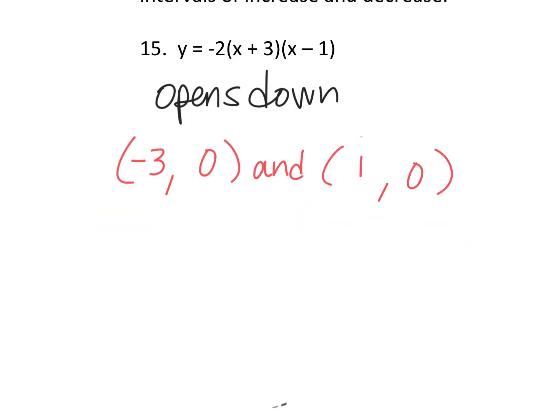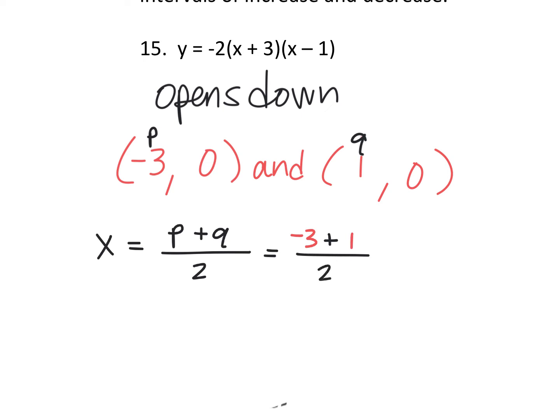If you can't think about it in your head, then you would just take your x values and add them up. So we're doing p plus q divided by 2. Again, this is your p and your q. So I'm taking my x values and I'm going to do -3 plus 1 divided by 2. If I add those up, that's negative 2 divided by 2, or, ta-da, negative 1. And we take that x value and we put it back in your equation. Which spot does it take? X.